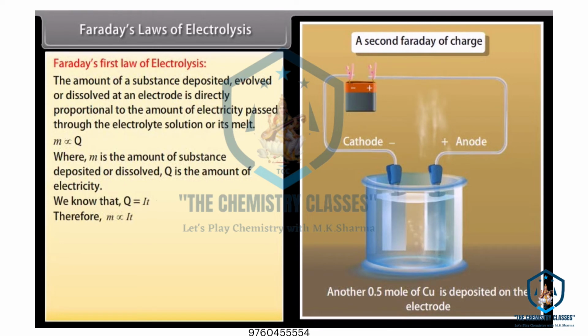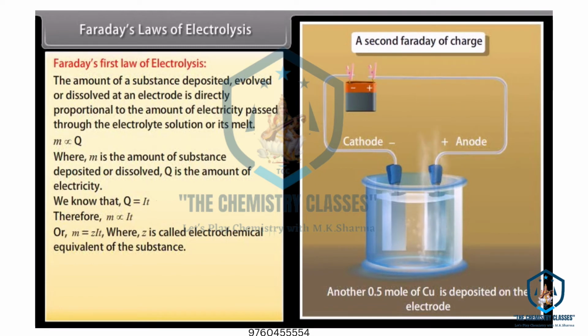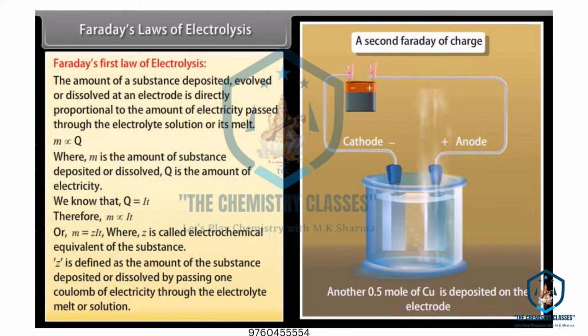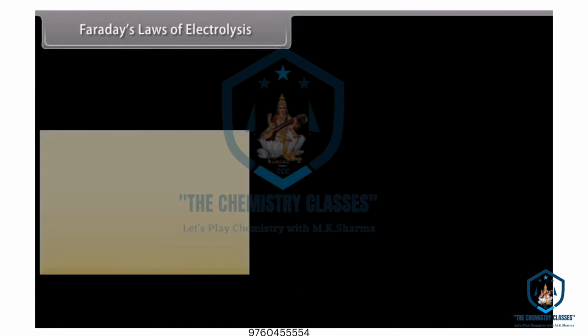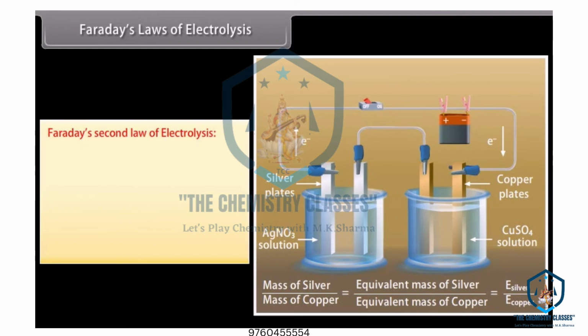We know that Q is equal to I T. Therefore, M is directly proportional to I T. It can be written as M is equal to Z I T, where Z is called electrochemical equivalent of the substance. Z is defined as the amount of the substance deposited or dissolved by passing 1 coulomb of electricity through the electrolyte melt or solution.